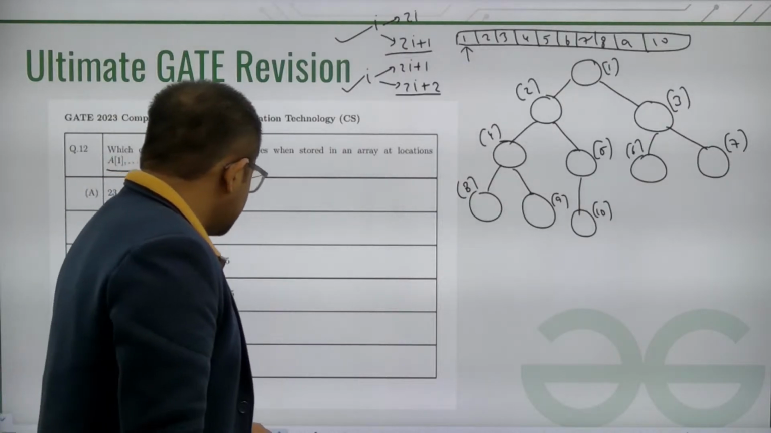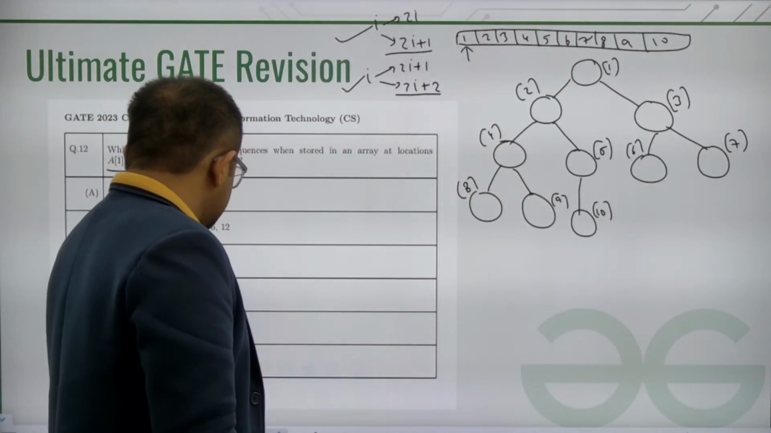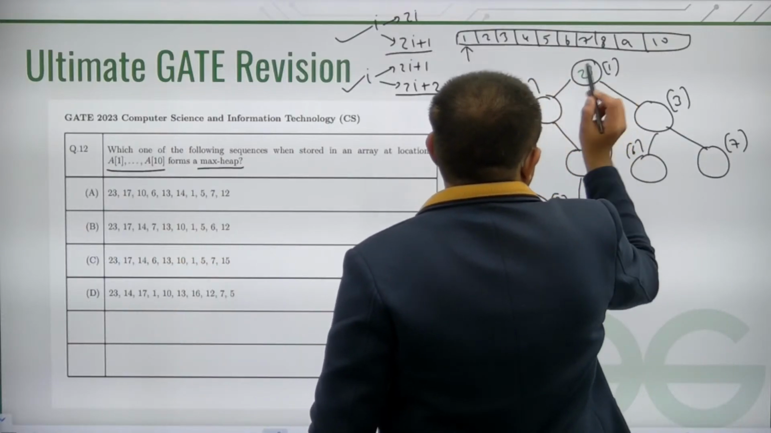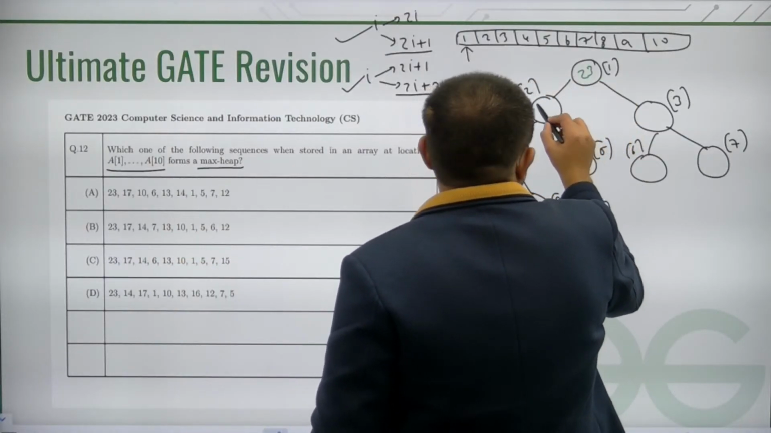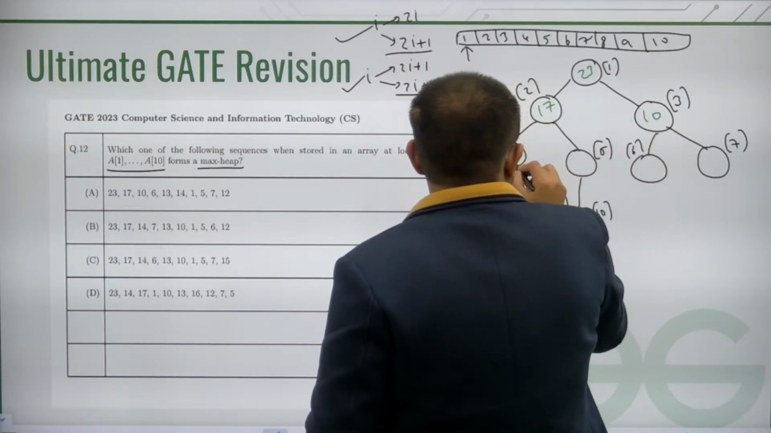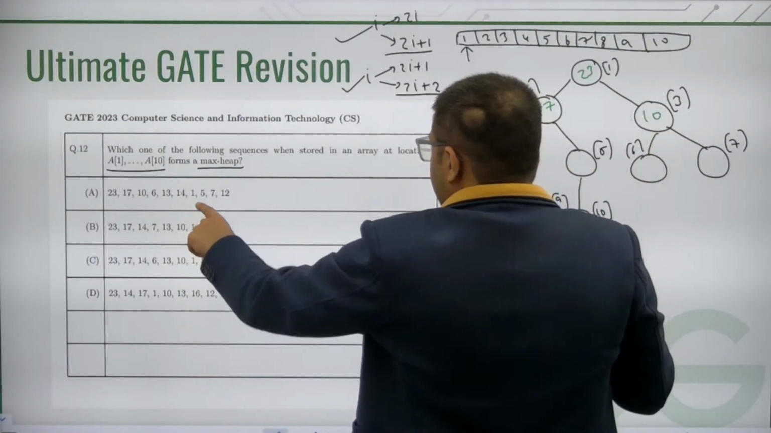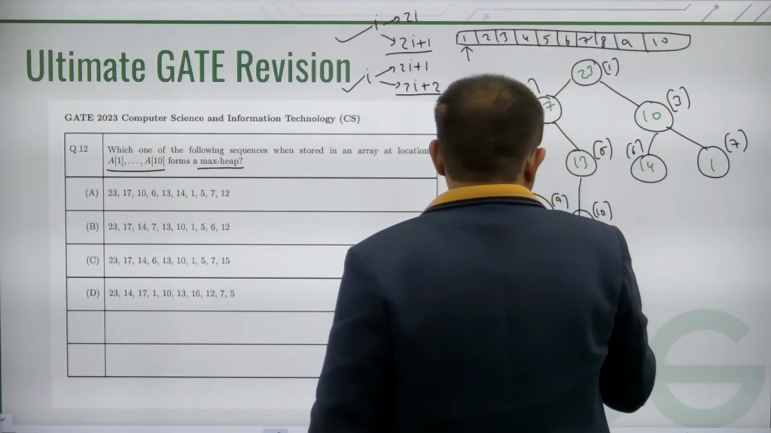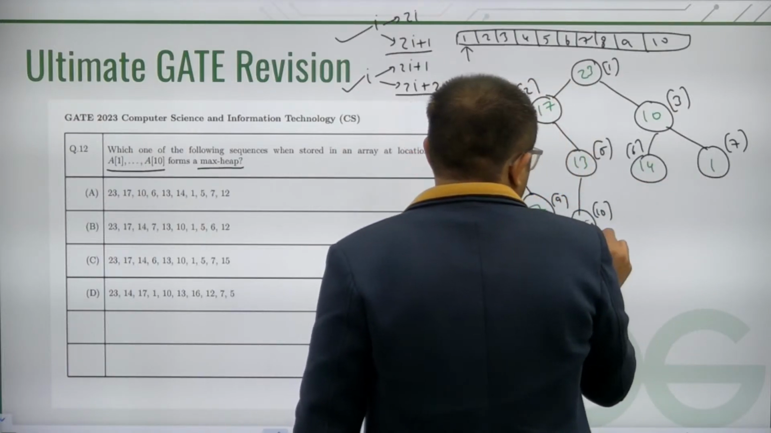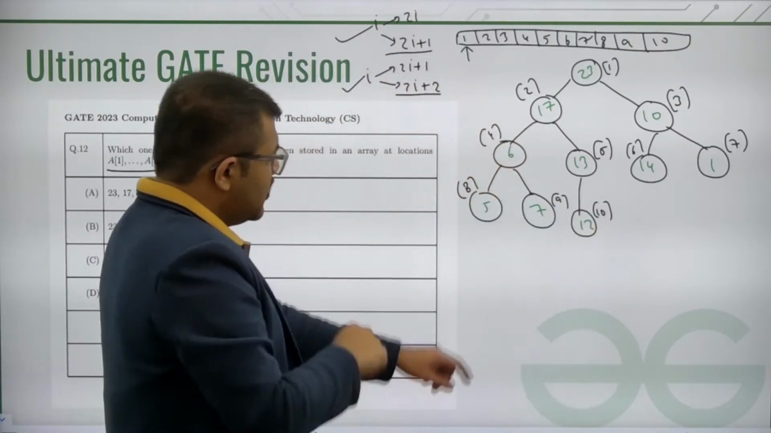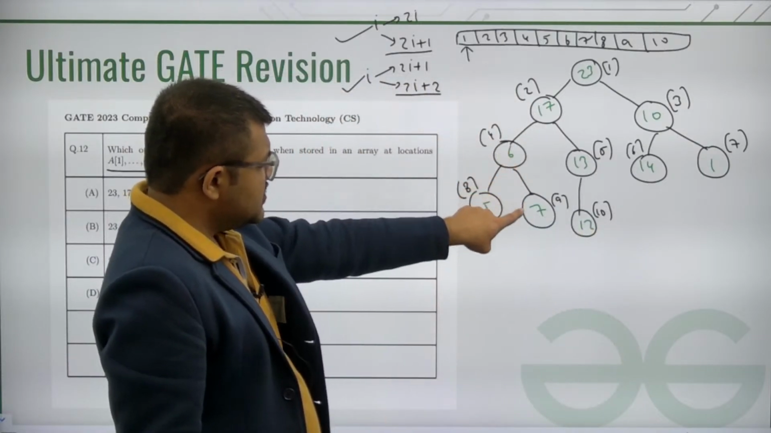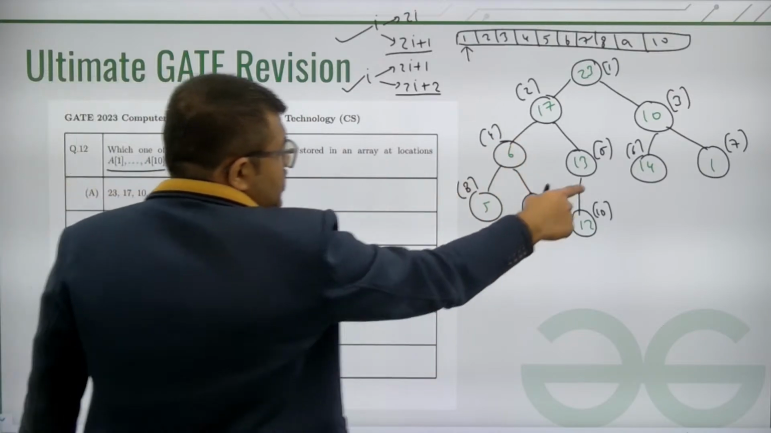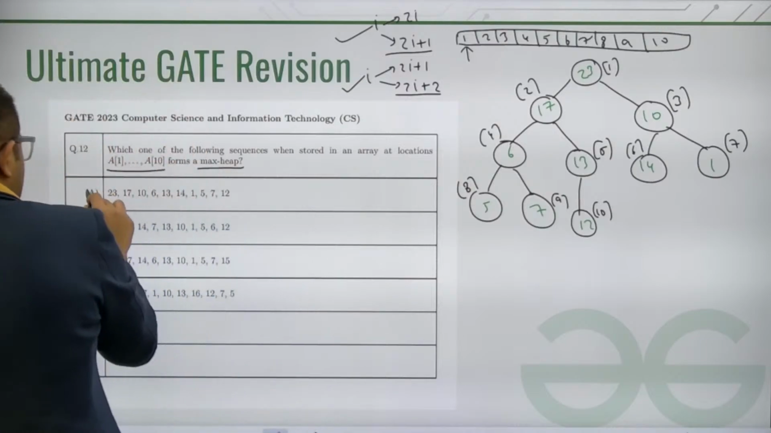Let us check the first one. First is 23, 17, 10, 6, 13, 14, 1, 5, 7, 12. Is it forming a max heap? No. Here you see 7 is greater than 6, even though it is the child of 6. So this is not forming a max heap. Even 14 is greater than 10. So your A option is not correct.